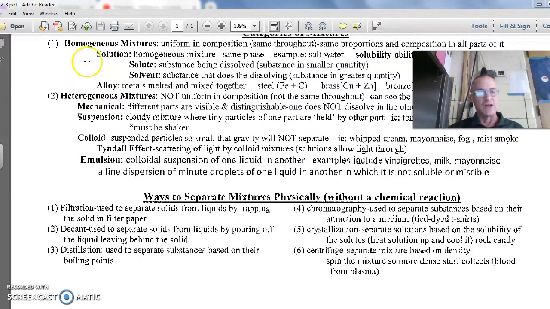Likewise, filtration cannot be used to separate solutions, because a solution is a homogeneous mixture where we have perhaps salt dissolved in water. The water pulls apart the salt crystals, and the ions in that salt are so tiny they go right through the filter paper.